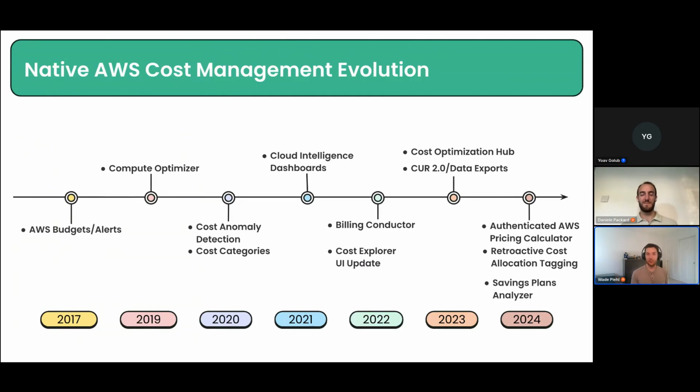And that's where we move into 2019, where we get Compute Optimizer. Compute Optimizer in 2019 is definitely not the Compute Optimizer we have now. It was a lot more basic and didn't have as many features, like RDS.